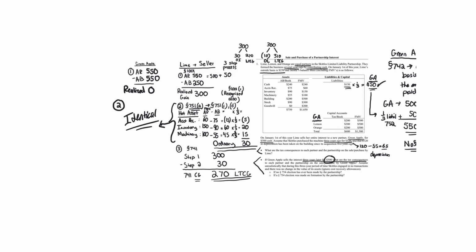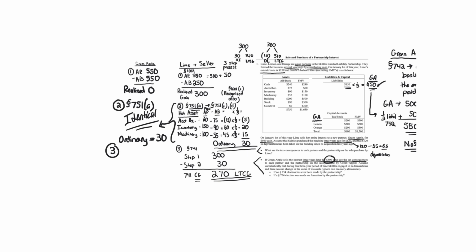That means that you go through the same thing. The accounts receivable, inventory, machinery, boom, it's all the same, which means that under step 2, Green Apple has ordinary income of $30. That's how the tax law works. Finally, we get to step 3. So that's a 751 analysis. Green Apple has a $30 ordinary gain. 751A.